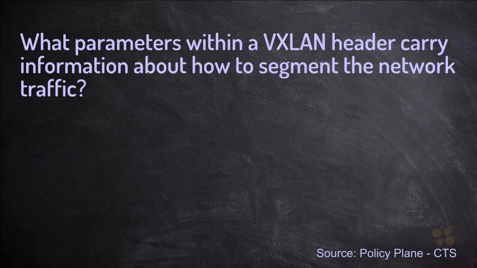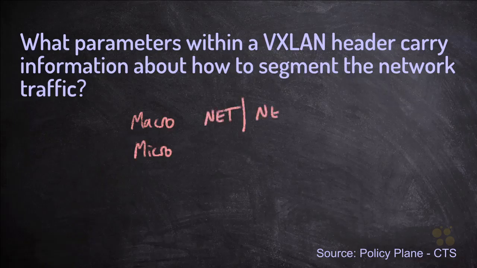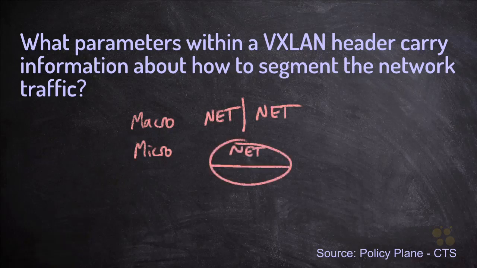Well, we have 2 different ways to segment a network. We have macro segmentation and micro segmentation. Macro segmentation is largely for service providers and multi-tenant environments. It's saying that we have multiple disparate networks that need separation from each other. On the other hand, micro segmentation is saying we have one network, but we need segmentation within that single network.